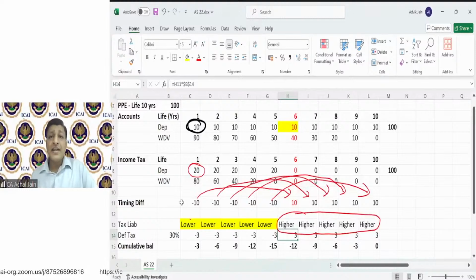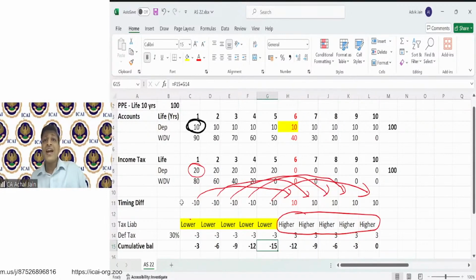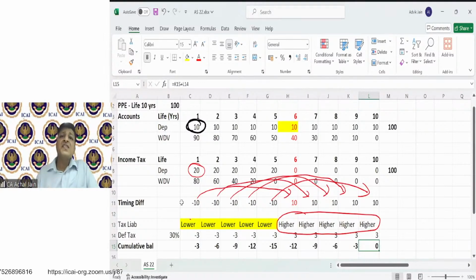Now, in year 6, what do you find? In year 6, this liability starts getting paid. So you can say this deferred tax liability, which was created by the company in year 1, 2, up to 5, is now getting released. And thereby, the amount of this liability, which we had at rupees 15 up to the end of year 5, now goes down to 12. And this way, if you look at the end of the 10th year, this becomes 0. Okay. So this is the rationale for creation of deferred tax.